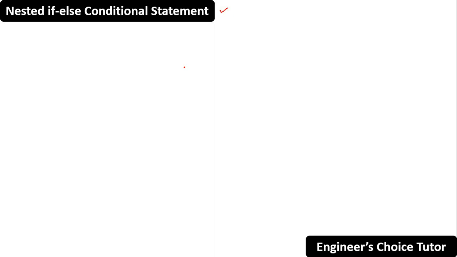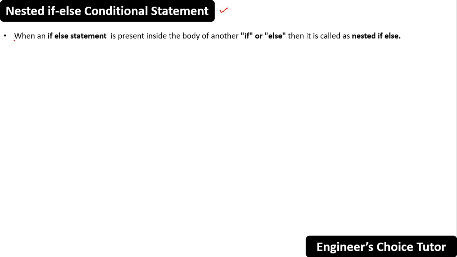In simple words, when an if-else statement is present inside the body of another if or else, it is called a nested if-else. Fine. When an if-else statement is present inside the body of another if or else, then it is called a nested if-else. Let's understand this with the help of syntax.